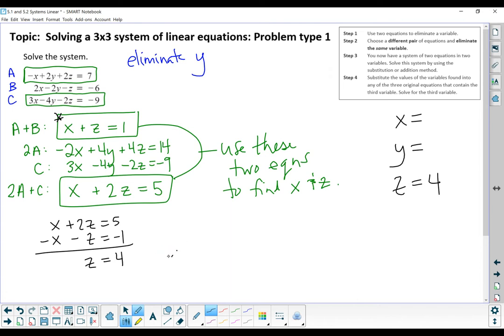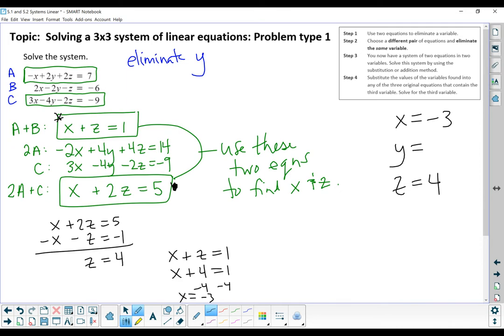So if I think about that equation that was a plus b, I know that x plus z is 1. Well, z is 4, so x plus 4 is 1. So if I subtract the 4, I get that x is -3. I could have chosen to use this equation to find x as well, and I should get the same answer.